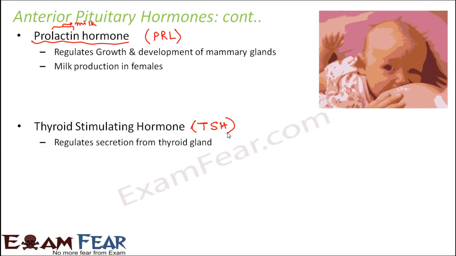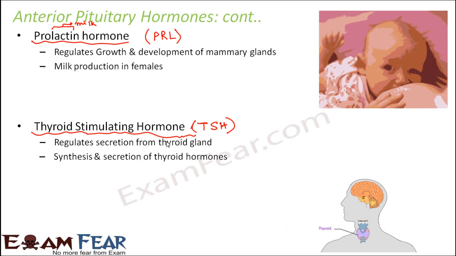What does this hormone do? It regulates the secretion from the thyroid gland. What hormones are secreted from the thyroid gland? There are many hormones like T3, T4, calcitonin. These are some of the hormones which are secreted by the thyroid gland. But when to secrete those hormones is decided by the pituitary gland. How? By secreting thyroid stimulating hormone. Whenever this hormone is secreted from the anterior pituitary, the thyroid gland gets a signal that it is time to secrete the thyroid hormones, that is T3, T4, etc. So it will start secreting the thyroid hormone. That is how it controls the secretion from the thyroid gland.